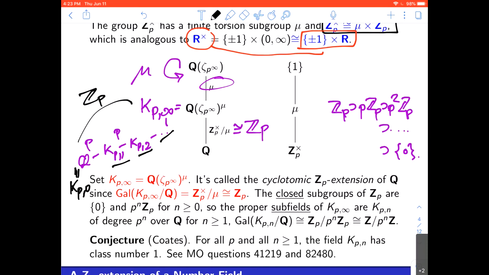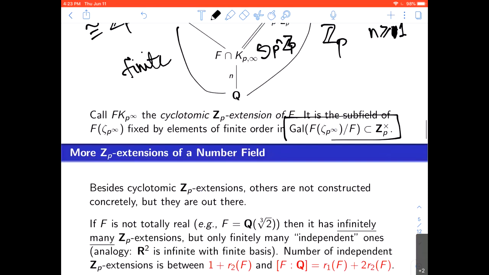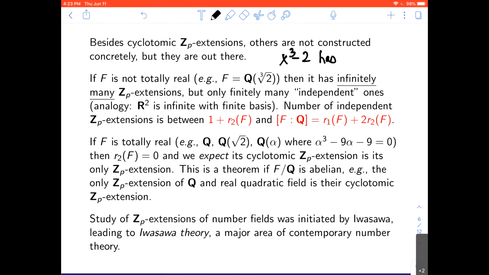Can you explain why Q adjoin the cube root of 2 is not totally real? Good question. The term totally real is referring to all the possible embeddings into the complex numbers. The field, yes, it's inside the real numbers, but as an abstract field, x cubed minus 2 has one real root, but it has two non-real roots: the cube root of 2 times e to the plus or minus 2 pi i over 3. And so when a field has embeddings into the complex numbers, not necessarily the identity embedding, that don't land in the real numbers, then it's not totally real. Does that explain why we don't consider this totally real?